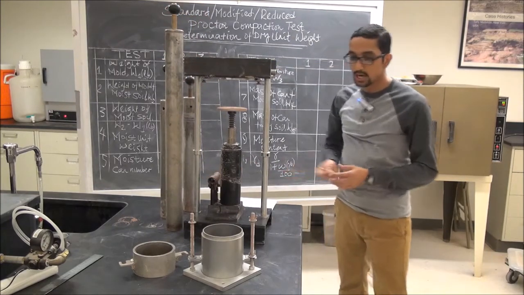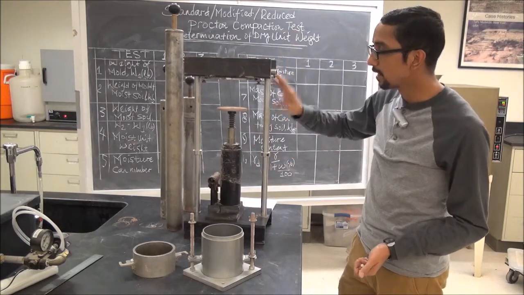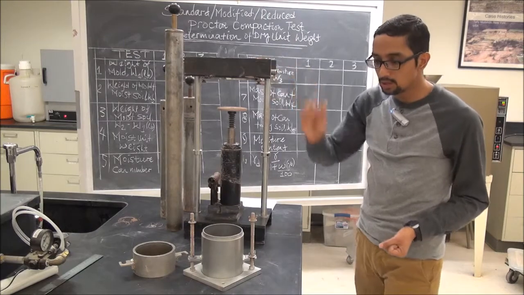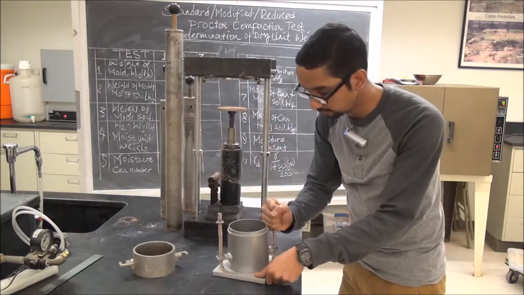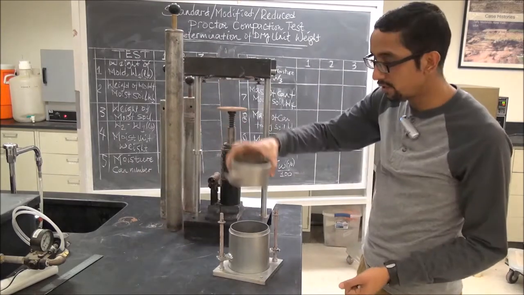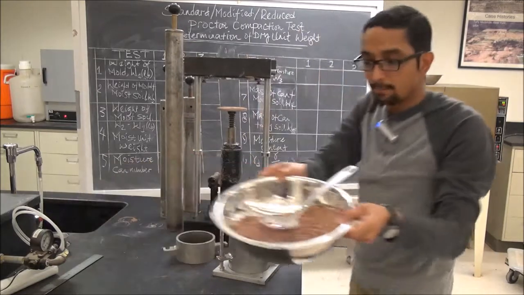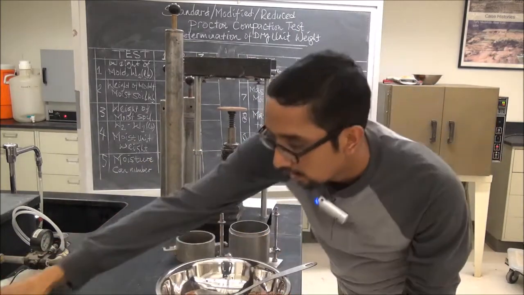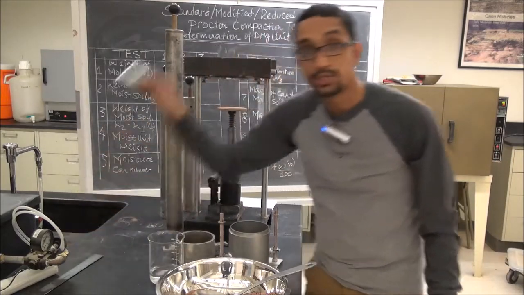So to start the lab, let us see the general equipment. This is the ram to extrude our sample from the mold. This is the compaction mold with base. This is the collar that we fit on the top. I have my sample of soil and water in a beaker, and the moisture cans.